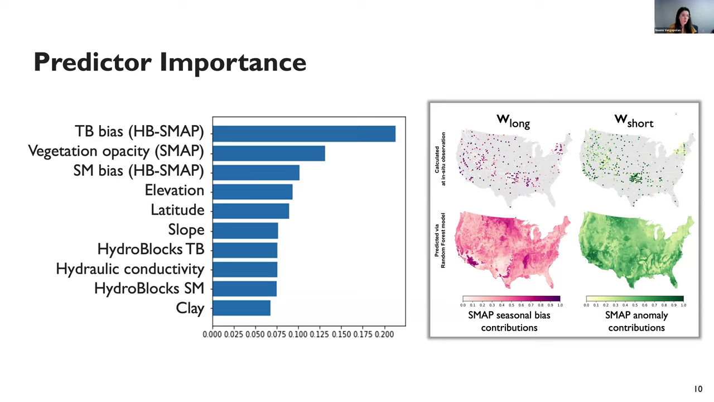We can also look into the predictor importance for training these models. So, for instance, here what we found is that soil moisture bias, the bias between the model and the satellite observations, adds the most value, followed by vegetation opacity, as well as other factors such as elevation, latitude, slope, hydraulic conductivity of the soil, soil types, and so on. So we can effectively start to learn what the features and characteristics of different places are and how they play a role in improving or worsening the errors and biases in our data assimilation estimates, right?